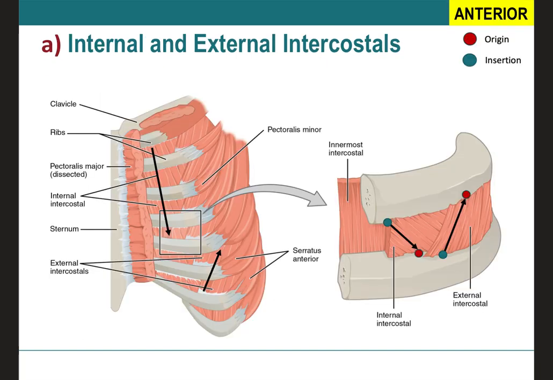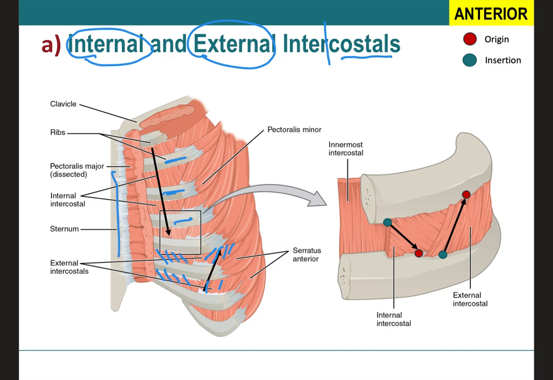Starting with the internal and external intercostals, the name is already telling you exactly where it is located. So inter means between, and costals are the ribs. Therefore, these muscles are going to be located in between the ribs. And like the name says, there's going to be an internal one and external one. The external intercostals are going to be located laterally on the sides of the body, and the internal intercostals are going to be located medially near the sternum, as we can see right over here.